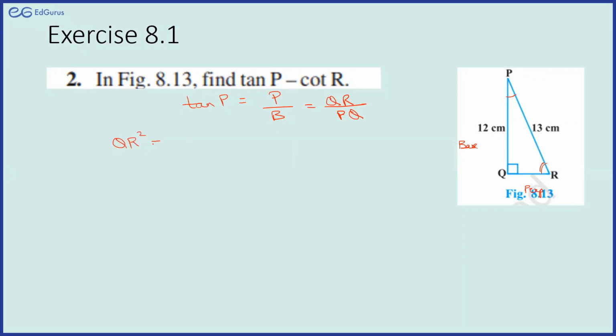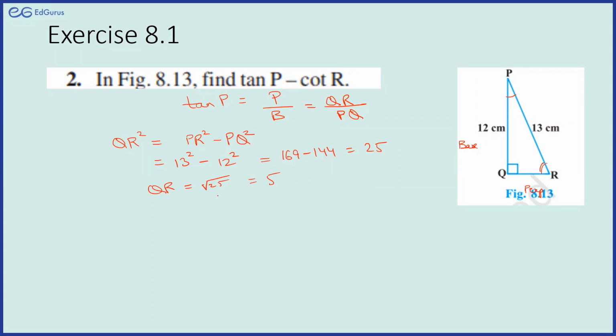QR square is equal to what? Ma'am, PR square minus PQ square. Very good. ठीक है ना? तो QR square will be 13 square minus 12 square. What is square of 13? 169 minus 144. So this is 25. So QR क्या हो गया? Square root of 25 which is 5.